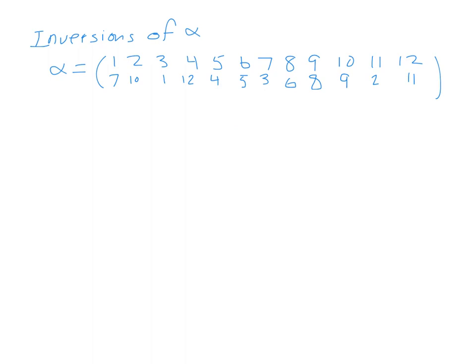Okay, now what we want to do is look at the inversion numbers of alpha and alpha followed by gamma to see what pre-multiplying by a transposition does to the inversion number of a permutation. So the first thing that I want you to do is stop the video and find the inversions of alpha and then count them up so that you can find the inversion number of alpha. So stop the video and do that.